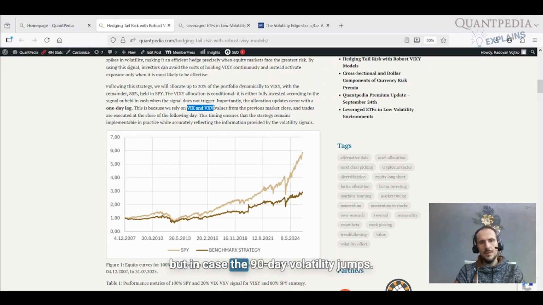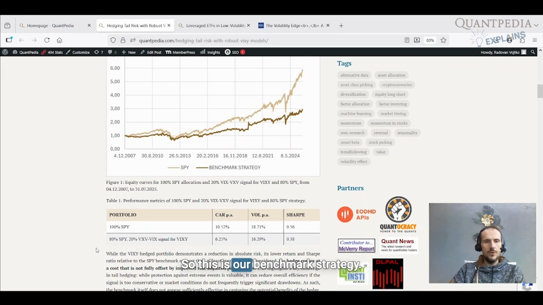But in case the short-term volatility jumps, there is very big stress in the market, a short-term correction. The VIX is higher than the VXV. This is a good signal to buy the hedge. So in this case, we will buy the hedge. We will hedge some part of our portfolio. So this is our benchmark strategy.